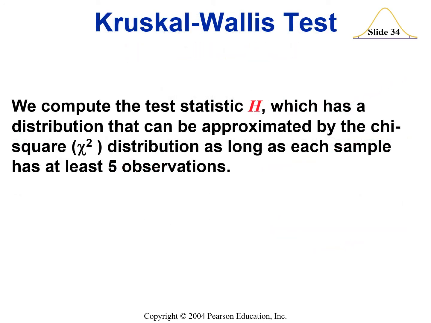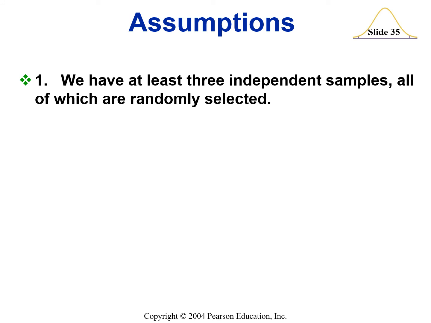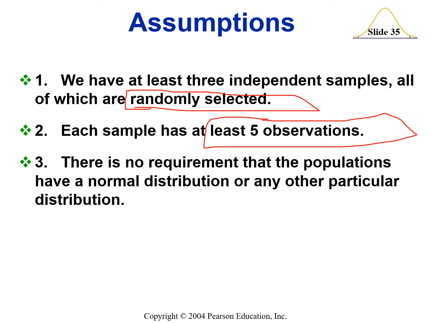We compute the test statistic, which is H, which has a distribution that can be approximated by the chi-square distribution as long as each sample has at least 5 observations. So we need the assumption that each sample should have at least 5 observations. So the assumptions of Kruskal-Wallis are: we have at least 3 independent samples, all of which are randomly selected. You see this is constant. Each sample has at least 5 observations, and we do not require a normally distributed population.